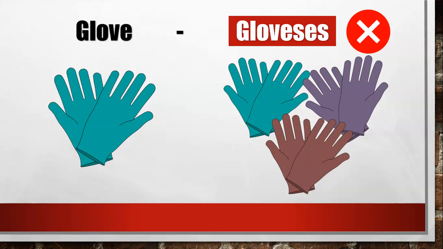This I have heard, I lost track of the number of times that I have heard this: gloveses. I have to wear my gloveses. So it is glove. If you're wearing one, you tend to say I am wearing one glove. But usually glove is a word that is used as a pair. So we say a pair of gloves and not a pair of gloveses.